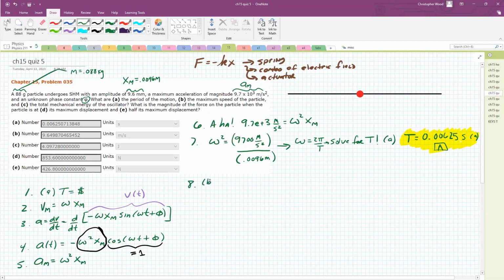So part B is saying the maximum speed is the velocity amplitude. And I know through previous conversation, the velocity amplitude, which is the maximum velocity, is equal to omega x sub m. So I'm good to go there because I know what omega is, and I know what x sub m is. Okay, so let's just do that. 9,700, should have stored that.